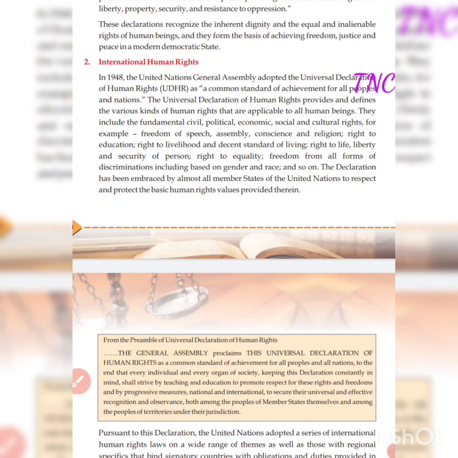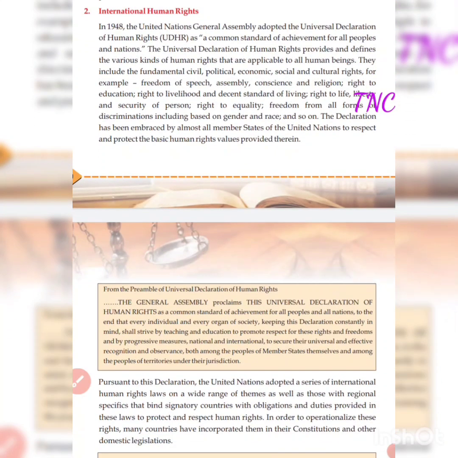Okay, so these are the various forms of fundamental and natural human rights that are required to be applied upon and provided to each and every human. The declaration has been embraced by almost all member states of the United Nations to respect and to protect the basic human rights values provided therein. So whichever basic human right values or principles are provided in this declaration, almost all the member states of the United Nations have agreed to that.